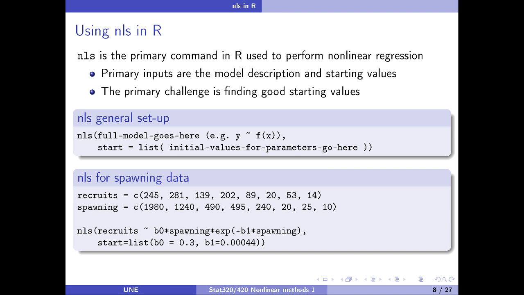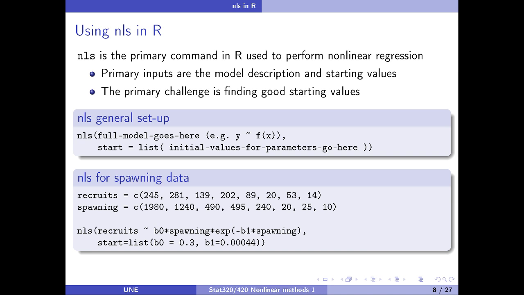The way we're going to fit this model is we're going to use the NLS command in R. So NLS is our primary command for performing nonlinear regression. What it takes as inputs are a model description. We have to tell it what our nonlinear model is, just like we do in linear regression. But it also requires good starting values. And finding those good starting values is one of the primary challenges in nonlinear regression.